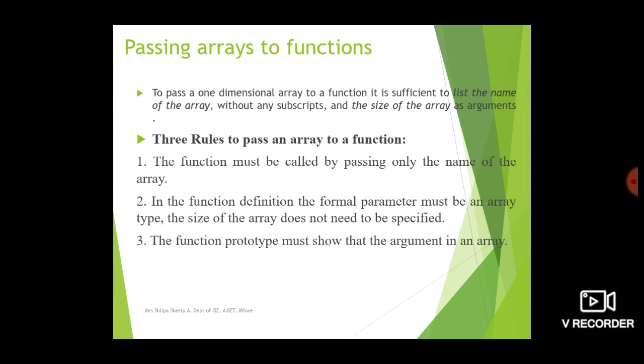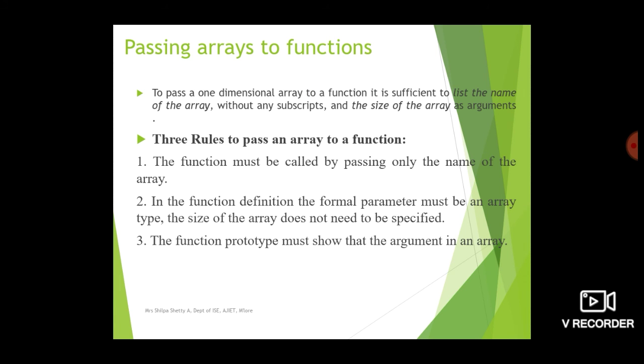So next let us see how to pass arrays to functions. To pass a one-dimensional array to a function, it is sufficient to list the name of the array without any subscript, and the size of the array as arguments. So if you have to pass an array to a function, you just need to write the name of the array. You need not mention its size or its data type or any index.